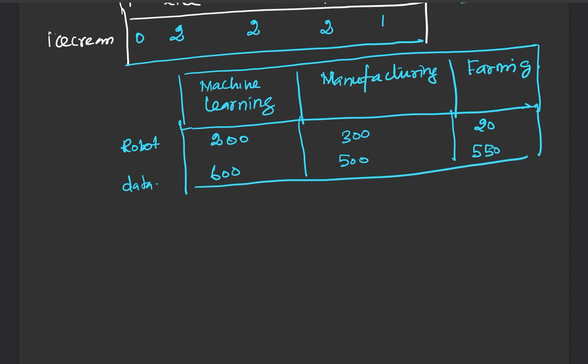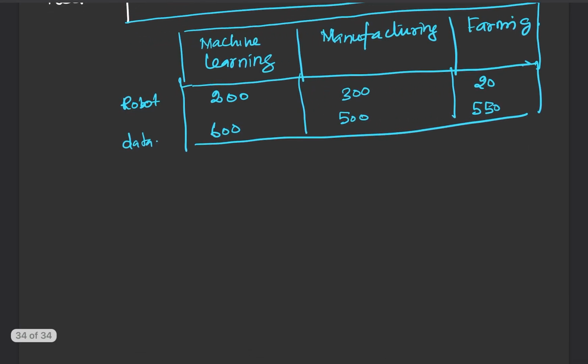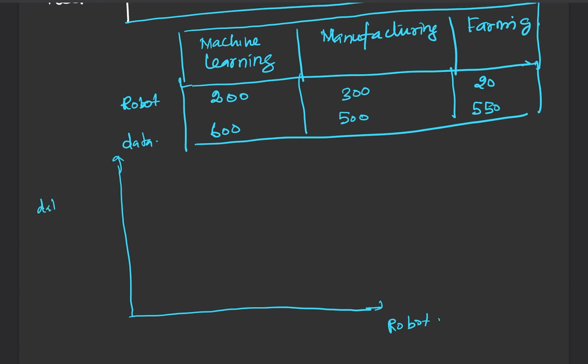Now, can we visualize this information? These are all numerical vectors, two dimensional vectors. So, we can place these two dimensional vectors in a 2D plane. How can we do this? Just take a 2D plane and consider the word robot on the x axis and the word data on the y axis, and we will position these numbers on the x axis and y axis.